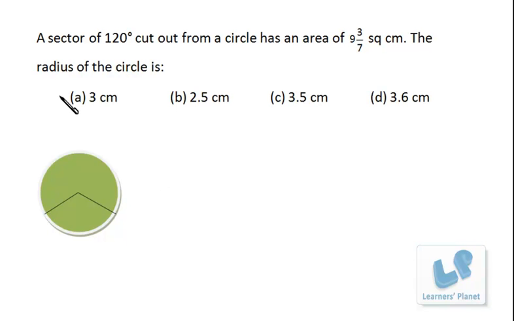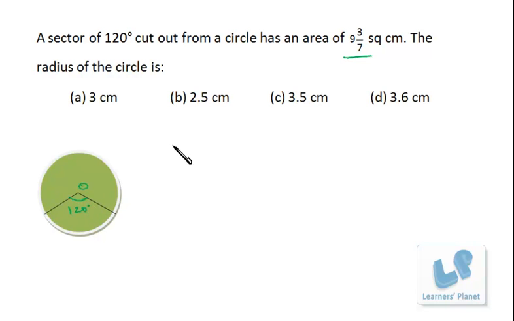Now let's see this problem. A sector of 120 degree cut out from a circle has an area 9 3 by 7 square centimeter. The radius of the circle is? This is the center of the circle, this is 120 degree, and this is the sector that is being cut out. Now we can see that the complete angle is 360 degree, as the center angle of a circle is 360 degree. That means this is 1/3 of the circle.